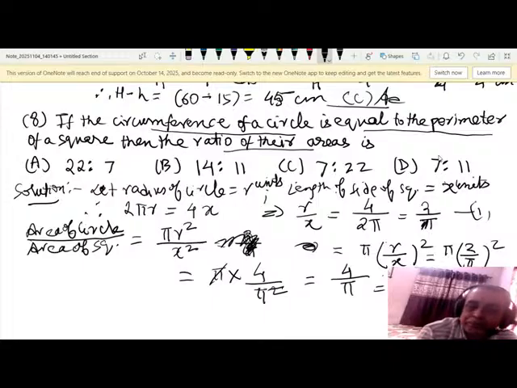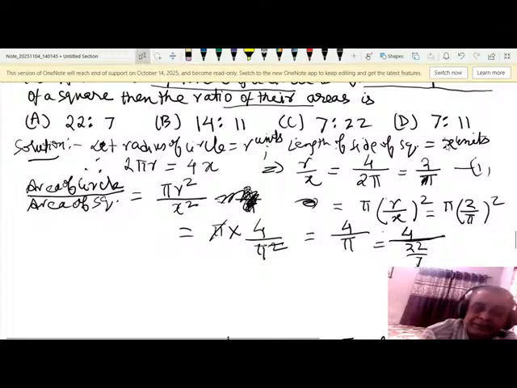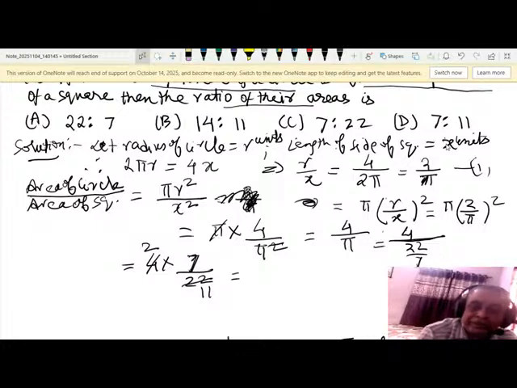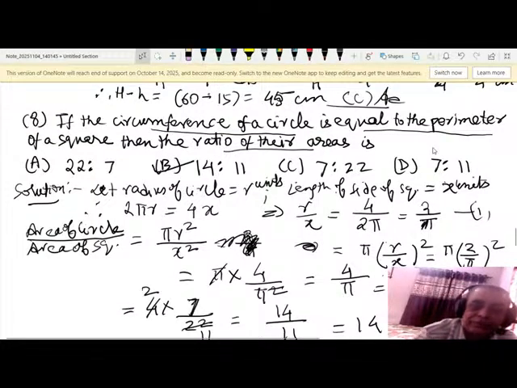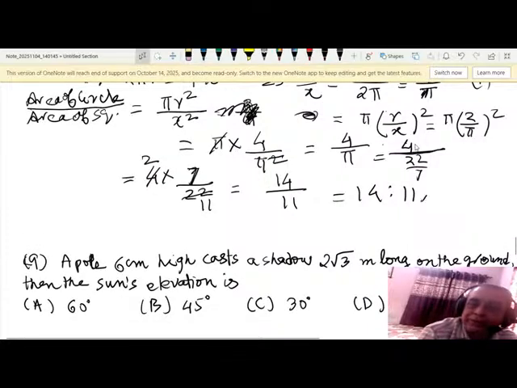Now put the value of pi. Pi value is 22 by 7. So its ratio is 4 divided by 22 by 7. So it is 4 times 7 by 22, 7 will move up and 22 will come down. So divide both the numerator and denominator with 2. 4 divided by 2 is 2, 22 divided by 2 is 11. So 2 times 7 is 14, whole divided by 11. So the ratio is 14 is to 11. So which is the correct choice? Here the choice number B is the correct choice. 14 is to 11. So the answer is B.